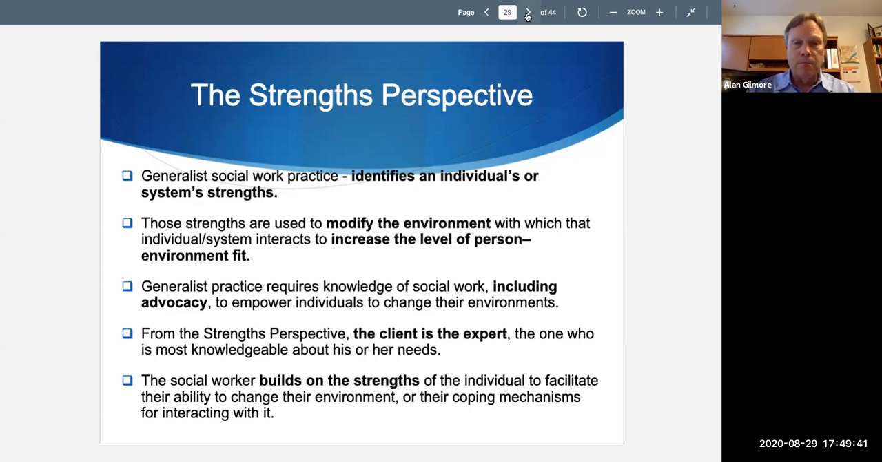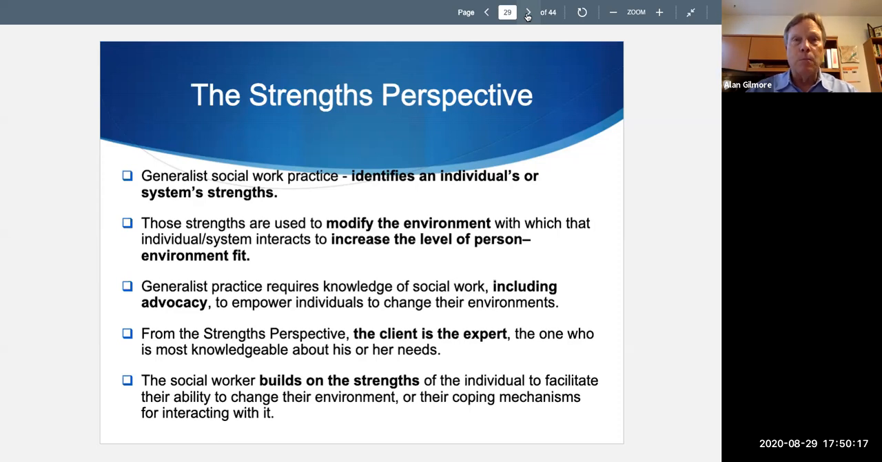That's why social justice issues are so important in terms of social work practice, because we're constantly either in the mix or we're helping to try to empower individuals to change their environment. From the strengths perspective, the client is considered the expert. They are the ones who are the most knowledgeable about what their needs are. The social worker builds on the strengths of the individual to facilitate their ability to change their environment or their coping mechanism to interact with it.